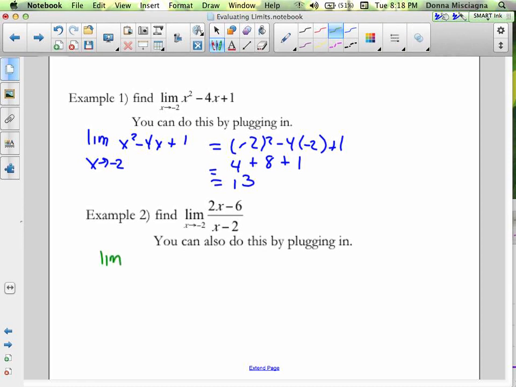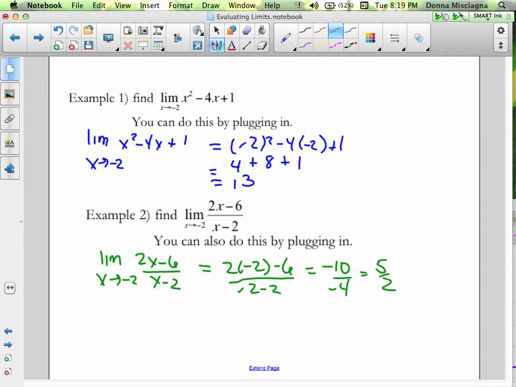So the limit of 2x minus 6 divided by x minus 2 as x approaches negative 2 would be equal to 2 times negative 2 minus 6 divided by negative 2 minus 2. So that's going to be negative 4 minus 6, that's going to be negative 10. And then the denominator, I'm going to have a negative 4, and I need to reduce that to 5 halves. And that's the limit as x approaches negative 2, because the value of the function and the limit of the function are exactly the same.